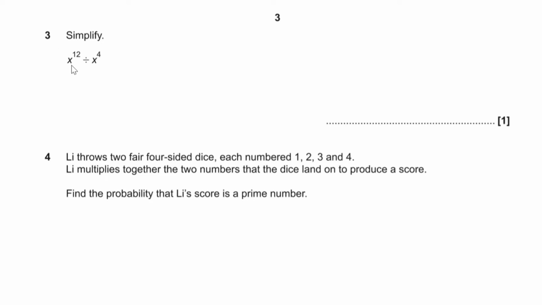Question number 3, we have to simplify x raised to 12 divided by x raised to 4. If we were to rewrite this calculation, we can rewrite it as a fraction. We have x to the 12 divided by x to the 4, and if we work this out, then what we need to do is subtract the indices. So we have x to the 12 subtract 4, which is the same as x to the 8. So we have x to the 8.